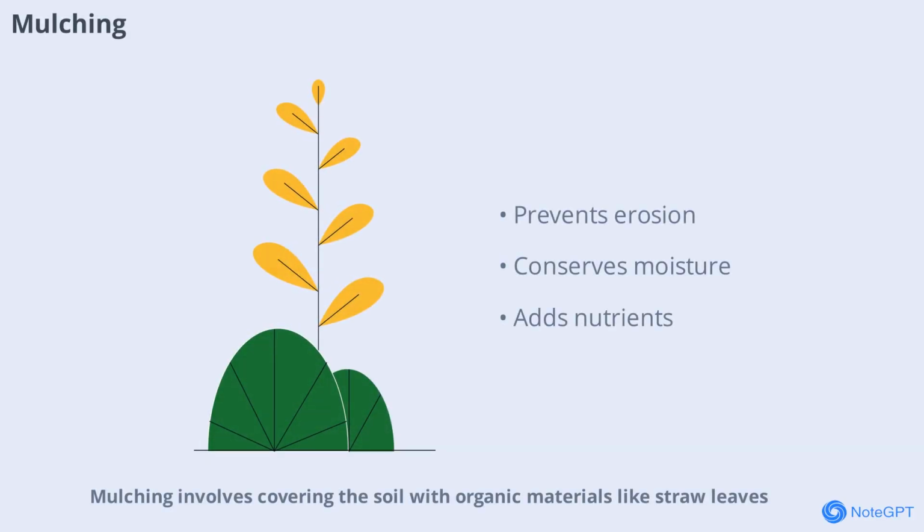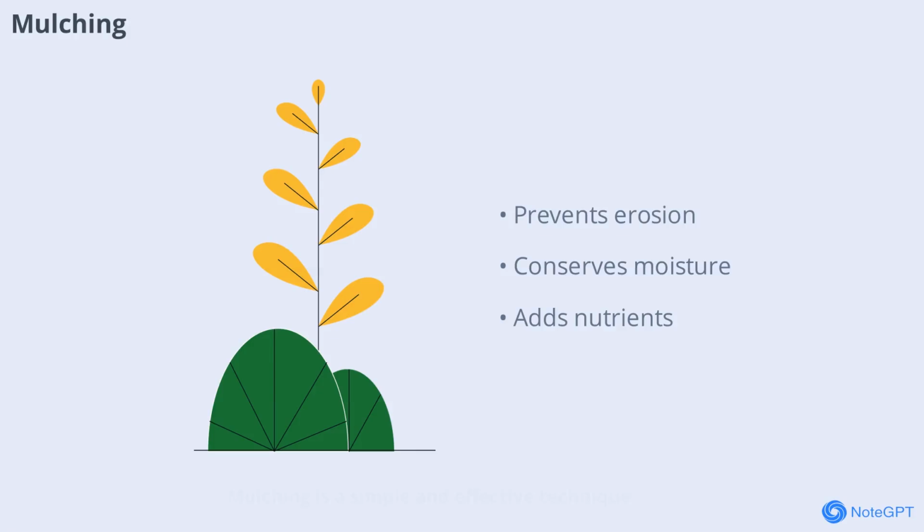Mulching involves covering the soil with organic materials like straw, leaves, or compost. This layer protects the soil from erosion, conserves moisture, and adds nutrients as it decomposes. Mulching is a simple and effective technique for both small farms and home gardens.